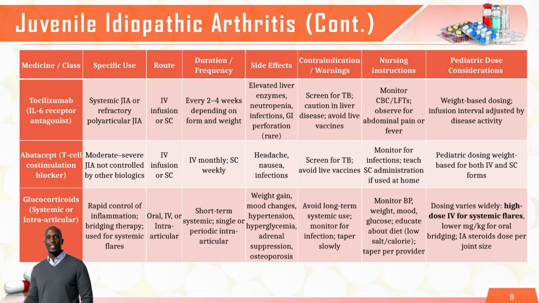Tocilizumab, an interleukin-6 receptor antagonist, is used for systemic or refractory polyarticular juvenile idiopathic arthritis, administered via intravenous or subcutaneous every 2 to 4 weeks. Monitor complete blood count and liver function tests due to risks like elevated liver enzymes and infections.